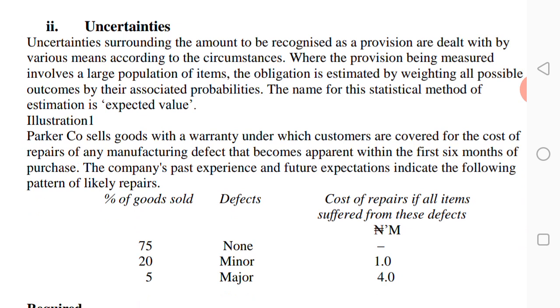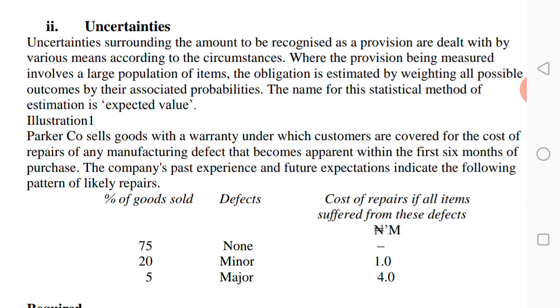Paco sells goods with a warranty under which customers are covered for the cost of repairs of any manufacturing defect that becomes apparent within the first 6 months of purchase. The company's past experience and future expectations indicate the following pattern of likely repairs. So before you can make a provision, the company's board of directors will use their judgment, their past experience, and their future expectations to recognize a provision.